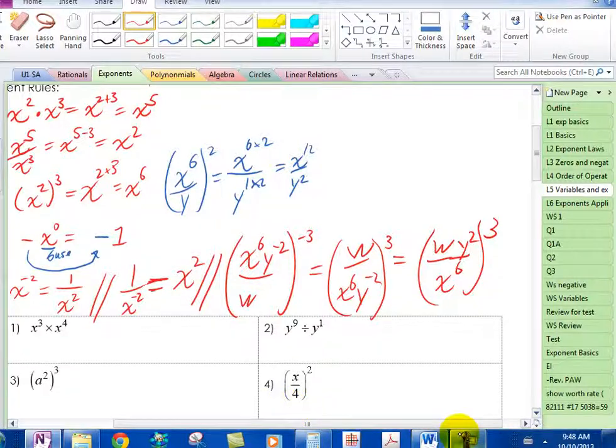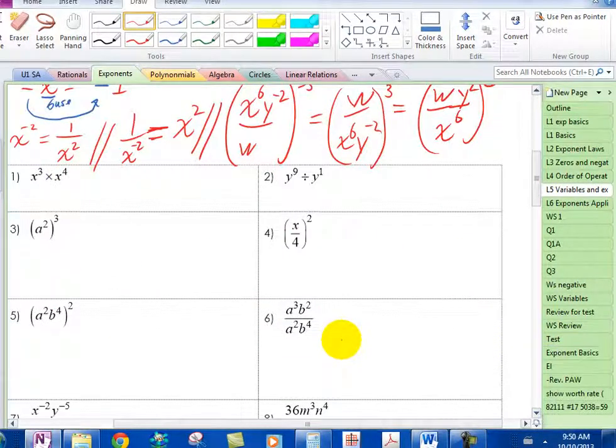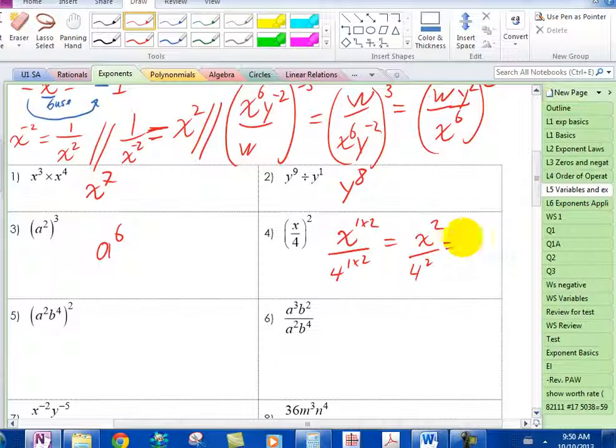Okay. Brings me to a good point. Some of you didn't do as well as you would have liked on this last quiz. Okay, so number 1, x exponent 7. Number 2, y exponent 8. Number 3, a exponent 6. Number 4, I like to write this one out because you guys often forget what the work is. So you multiply your exponents. It doesn't just move inside, you multiply your exponents. x squared over 4 squared, x squared over 16.